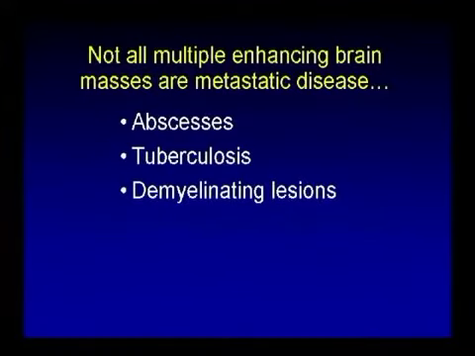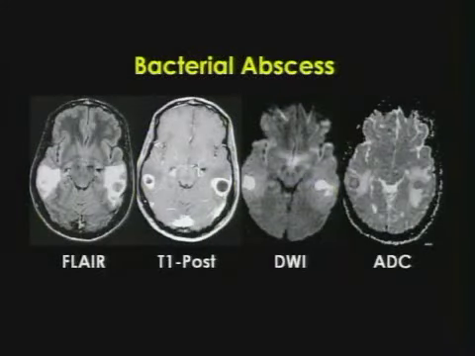Not all multiple enhancing masses are metastases. So let me show you some examples. Here's a young man, diabetic, 2 masses of the brain. Diffusion is incredibly helpful. When you see this kind of true reduced diffusion, think about a pyogenic abscess.